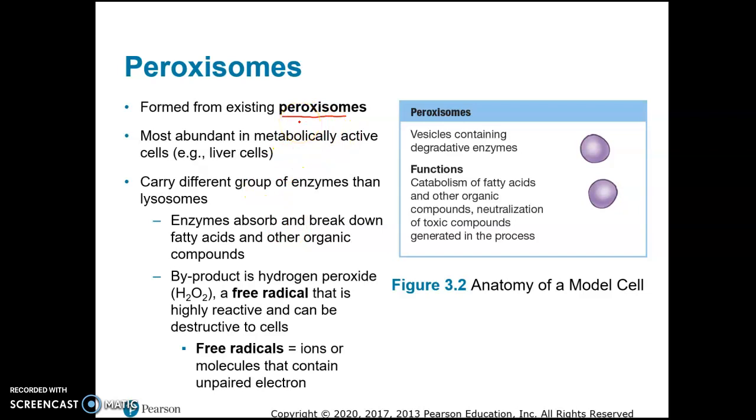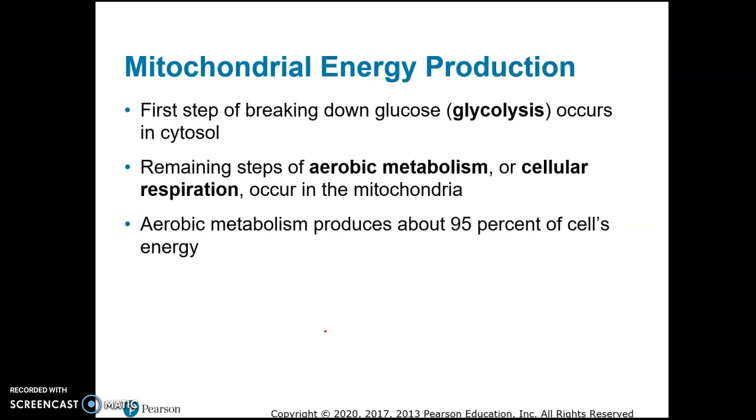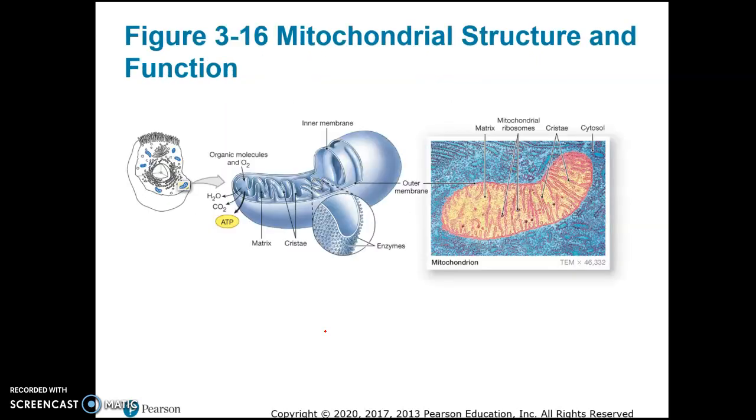Peroxisomes also help break down, but primarily they're involved with the breakdown of fatty acids. Mitochondria are the organelles that carry out cellular respiration, and they form ATP. They produce 95% of the ATP required by the cell for energy. We often call mitochondria the powerhouse of the cell.